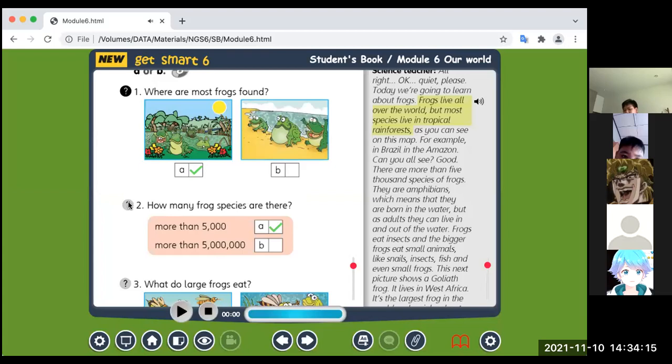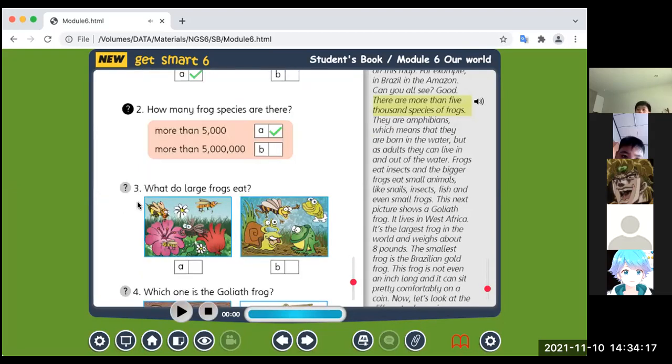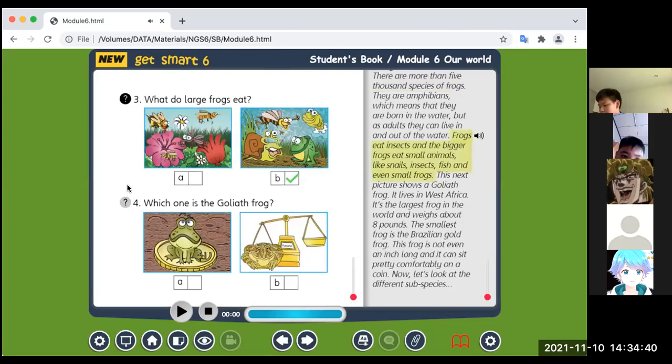What do large frogs eat? B. Frogs eat snails and insects and small animals. Large frogs, yes, large frogs eat snails and insects and small animals, right? B. And number 4, which one is the Goliath frog? A or B? A. Goliath is on the coin.